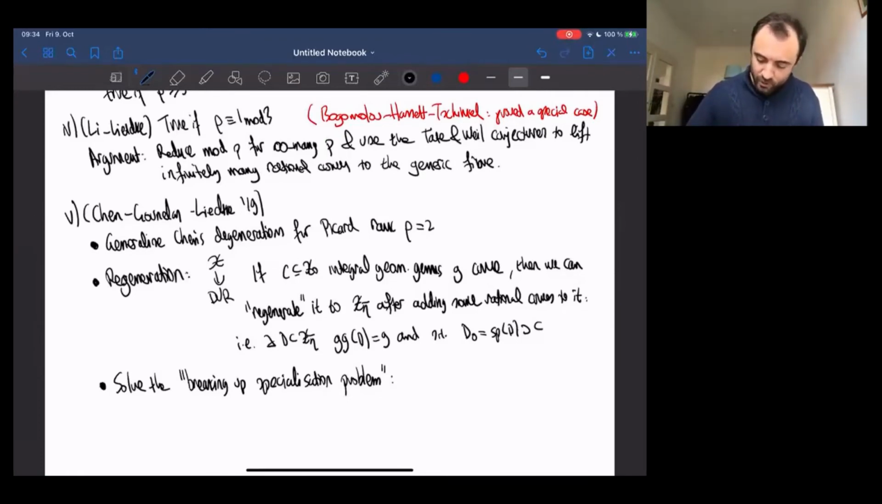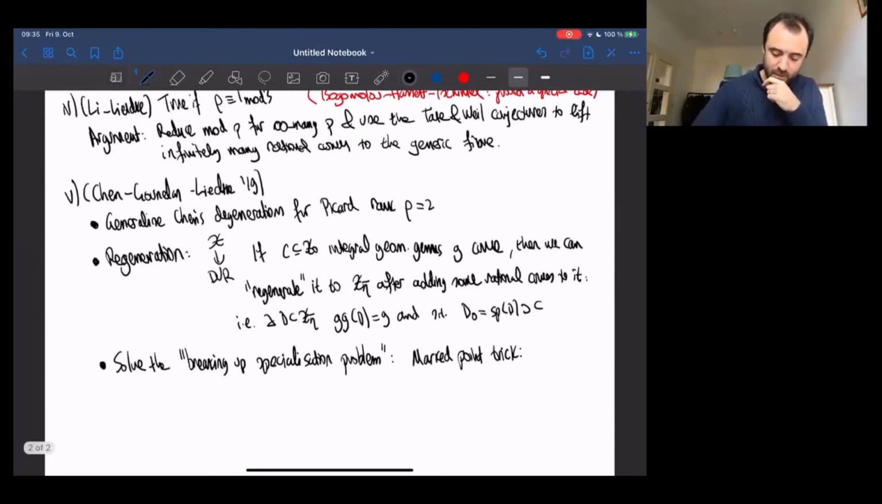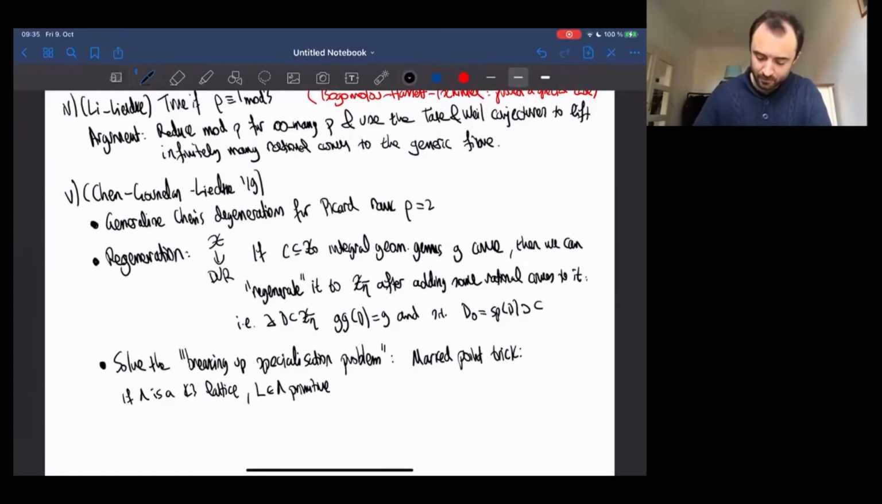Okay, and the solution to this is something that we call the marked point trick. And basically the upshot is the following, and this is the theorem basically: if lambda is a K3 lattice, and L inside lambda is primitive and ample. So primitive is important here.